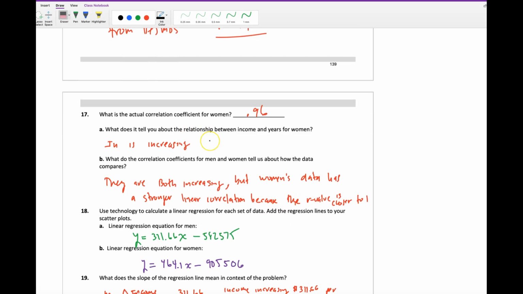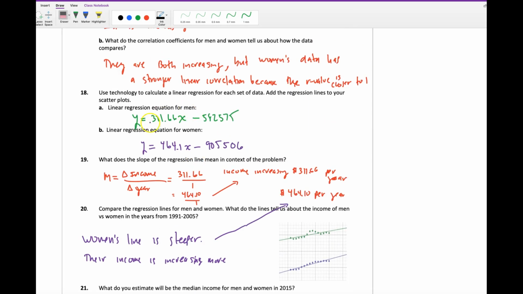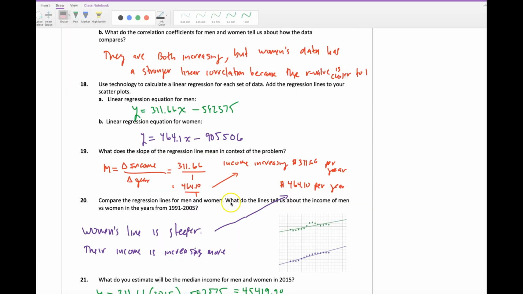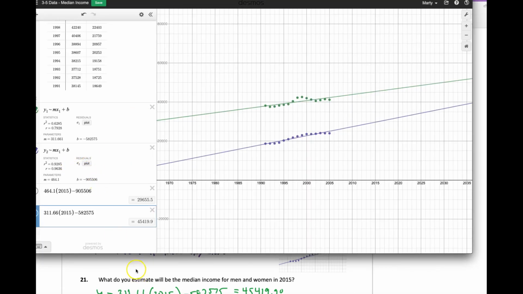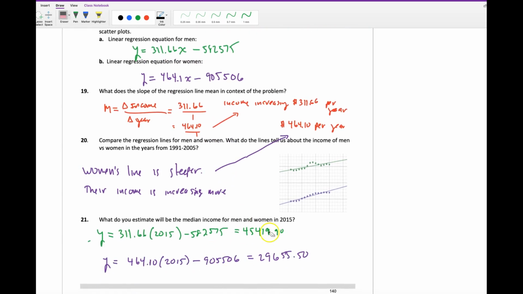What do we know about the relationship? There's the graph from Desmos, and you can see that they're increasing. These are the equations, the one in green and purple. Those come from right here: m is your slope and b is your y-intercept. Once you take those values from Desmos, which calculated the least squares regression line, you have these equations, and we can use them to make predictions.